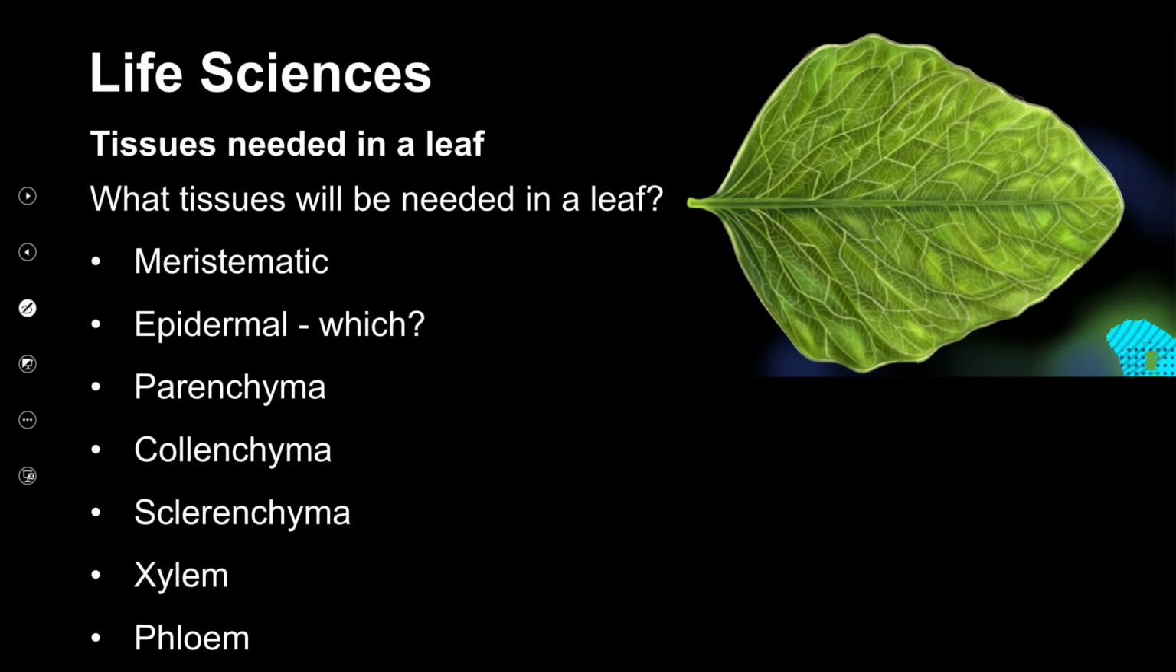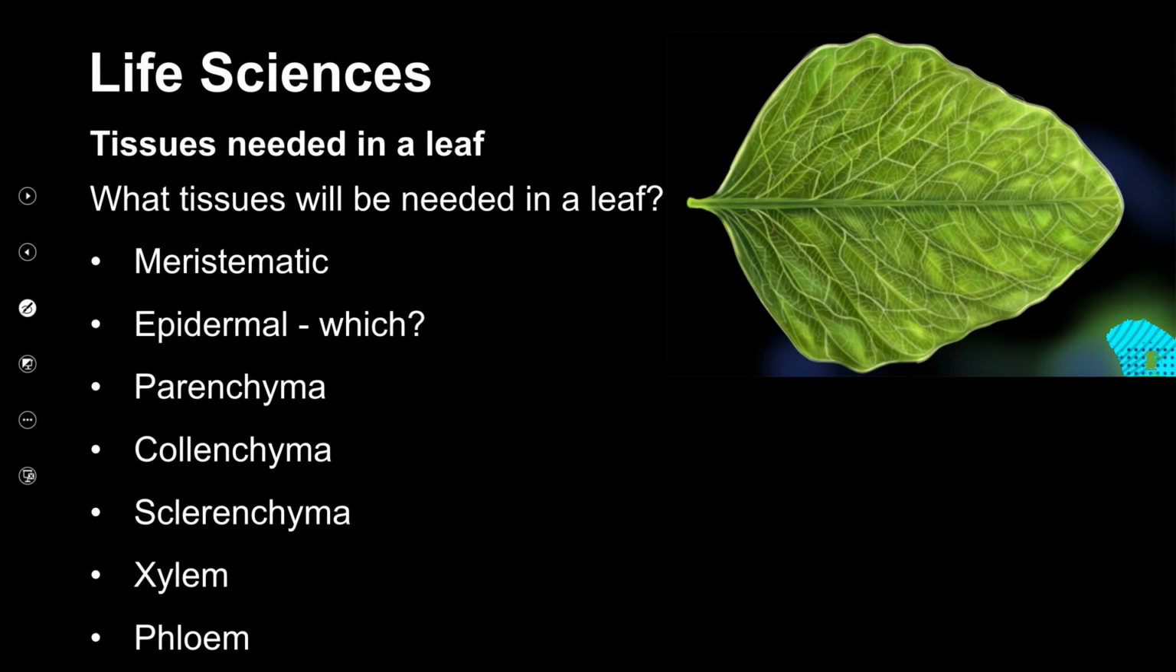To be able to carry out these functions, which tissues will a leaf need? Meristematic, epidermal. Obviously, they all need epidermal, so that's easy. Does it need meristematic tissue? Do leaves keep growing bigger and bigger? No, they don't. Once a leaf is formed, it's formed. So it doesn't have meristematic tissue, but it definitely needs epidermal tissue.